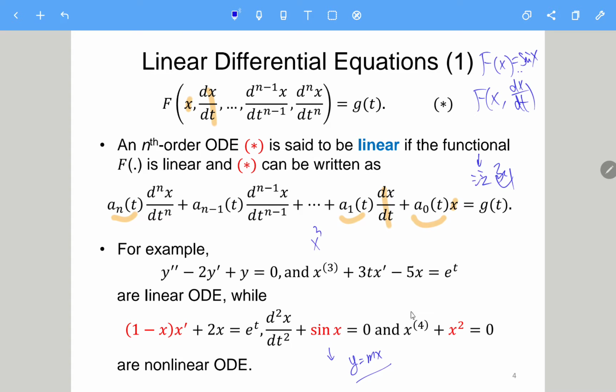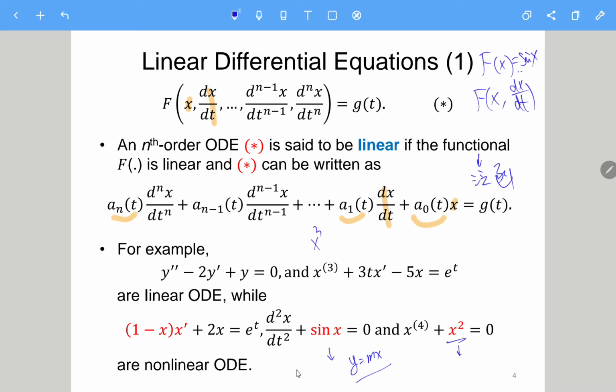And then for this one, the fourth derivative plus the second derivative is 0. Sorry, this is not the second derivative. This is x squared. So this is not linear. For these three equations, the red terms have some nonlinear term there.